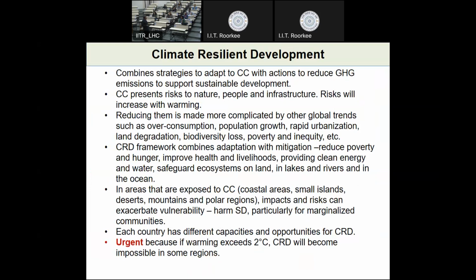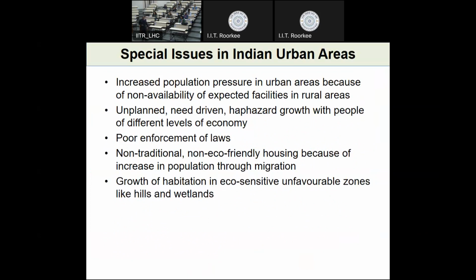And you will be knowing that already the warming has crossed 1 degree. If the present trend continues, then maybe in the next 15-20 years, by 2050, we will cross this 2-degree warming. And thereafter, situations are likely to become extremely difficult. So this was about climate resilient development.